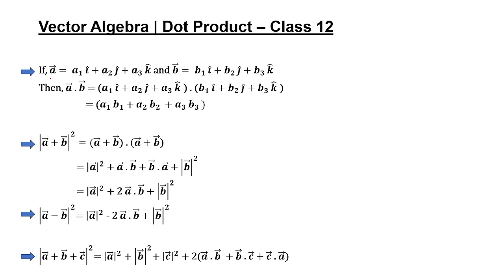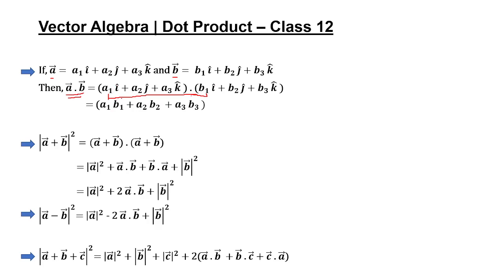So these are some important formulas of dot product. If vector A and B are given in component form, then what will be the value of A dot B? So first, A1 I dot product with B1 I. That will be equal to A1B1 into I dot I, that is equal to 1.